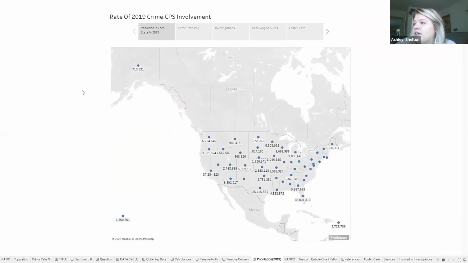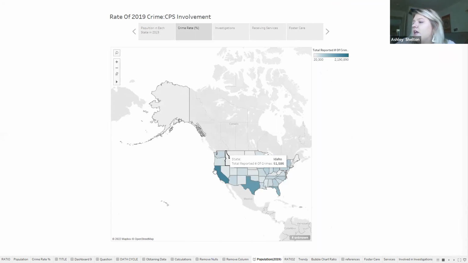So here I plug it in and pull it into Tableau. And as you can see, this is the population of each state in 2019. If you look here, California, Texas, and Florida, the darker states, obviously they have a higher crime rate. If you look closely as we keep going, you can tell that there is a bit of a pattern in the darker states. And these are the states that are receiving services.